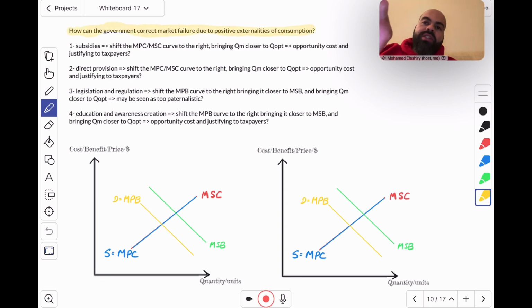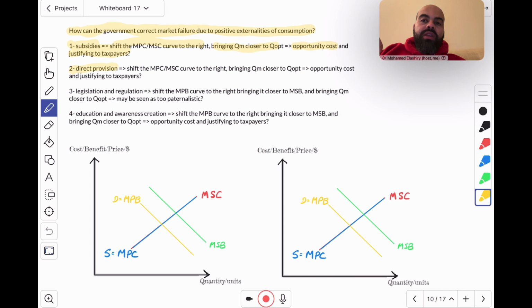Okay, so how can the government correct this market failure due to positive externalities of consumption? Remember, positive externalities of consumption are associated with merit goods. There are four different ways. The first one is subsidies, which will shift the MPC curve to the right, bringing QM closer to Q opt. However, this involves an opportunity cost, and this involves government spending, which needs to be justified to taxpayers.